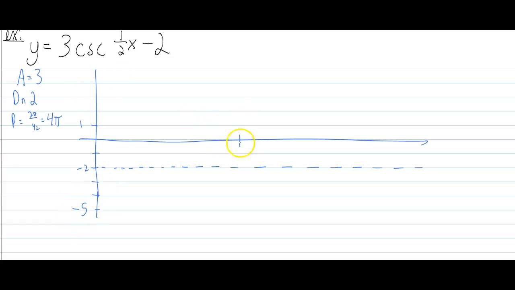The period is 4 pi, so we can mark that on our horizontal axis as well. Then mark the halfway point, the quarter point, and the 3/4 point. And we'll put hash marks for the second period.